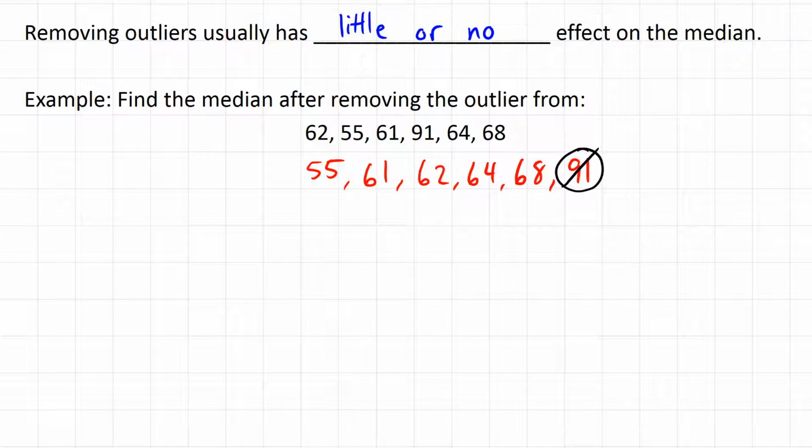So if we remove it and now we look for the median, well, cross off those smallest and biggest values, second smallest and biggest values, and it leaves us with 62. So the median is now 62. So you can see that it changed a little bit, but not very much.